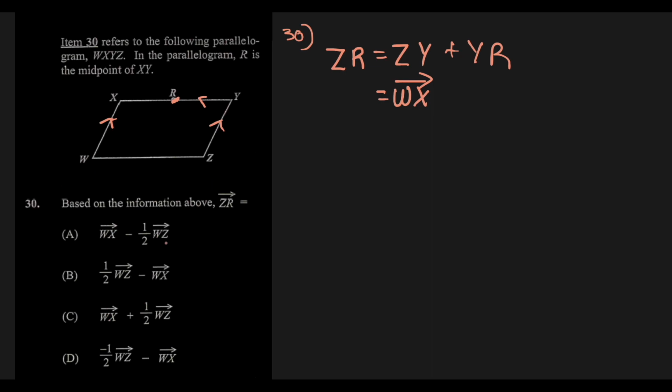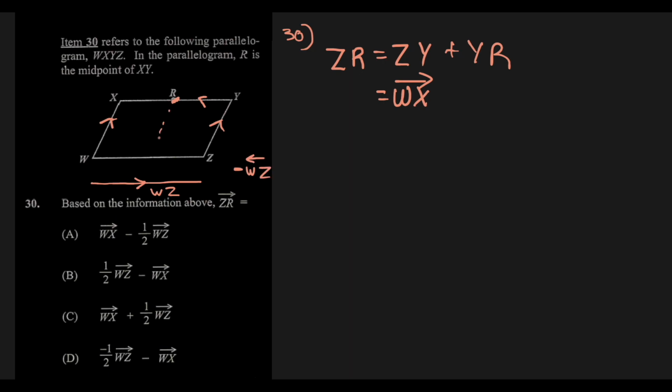Now they do it here in terms of W and Z. If you notice here, W and Z, W and Z, W and Z. So W to Z would have been going this way, but remember, we're not going that way. We're going the opposite, and we're going half of that. So if we're going opposite, we're going to change the sign, because this way would be negative WZ.